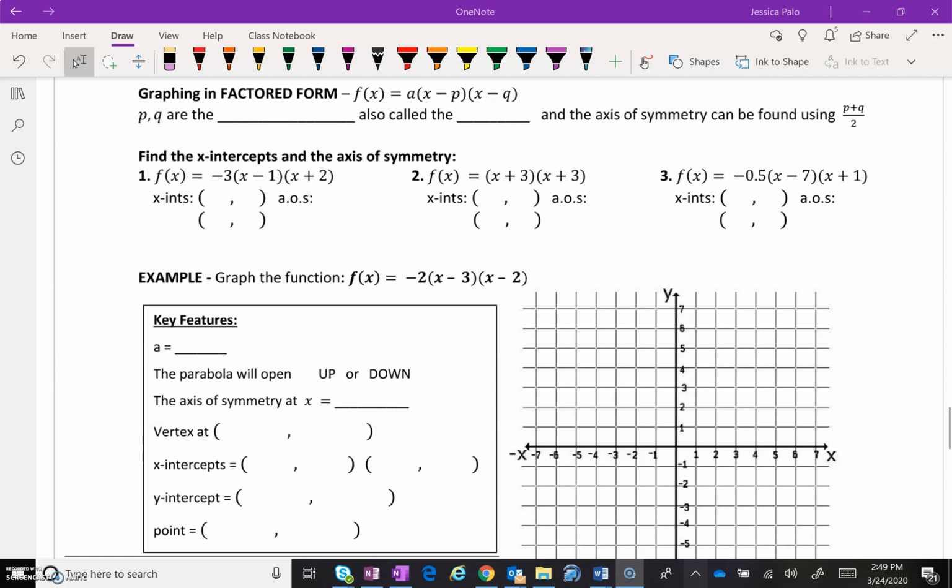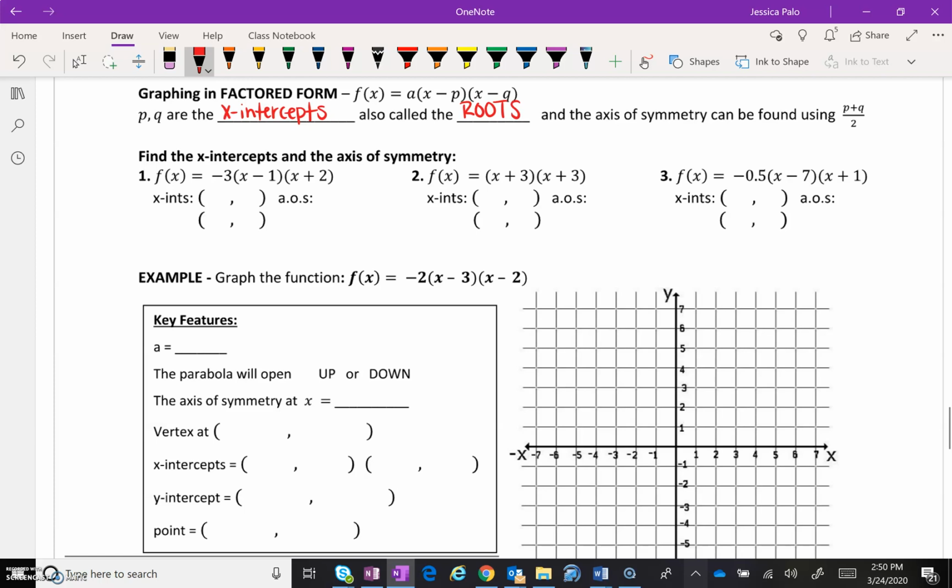Scroll down, graphing in factored form. Alright, when we're graphing in factored form, P and Q, we know, are the x-intercepts. Also called the roots. And another way to find the axis of symmetry would be to take the average of the roots, P plus Q divided by 2.